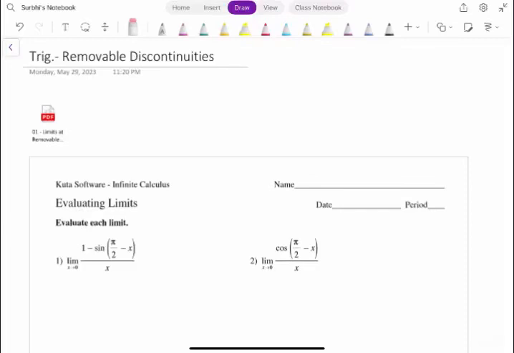Welcome back. Today we will be talking about evaluating limits, that is nothing but the removable discontinuities with the trig functions. To understand it a little bit better, we need to understand three main properties.